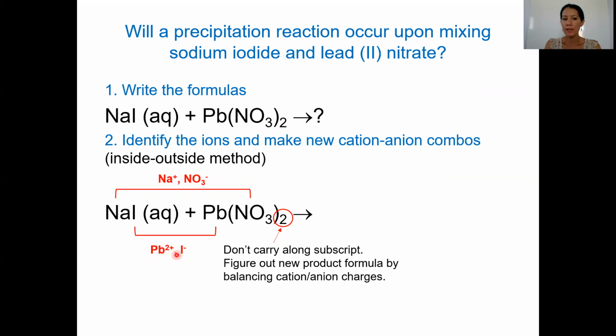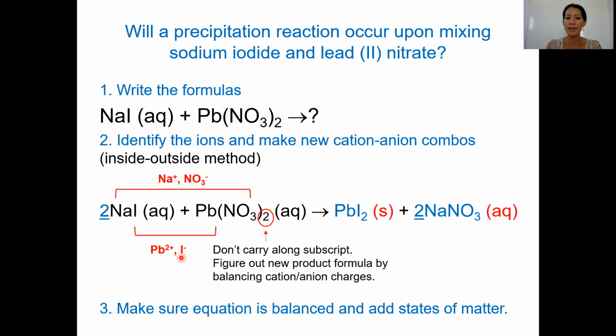Here, lead's a 2+, and yes, I need 2 I's. So you do have to take your time and figure it out in balance charges. So what you get is lead iodide and sodium nitrate. The other thing you needed to do was make sure the equation is balanced, right?